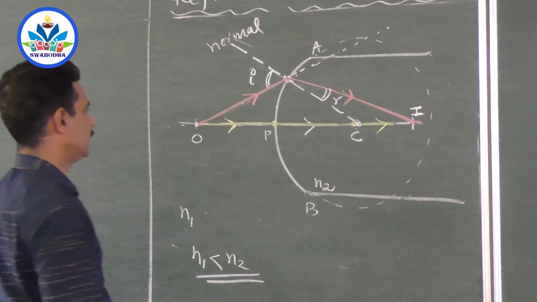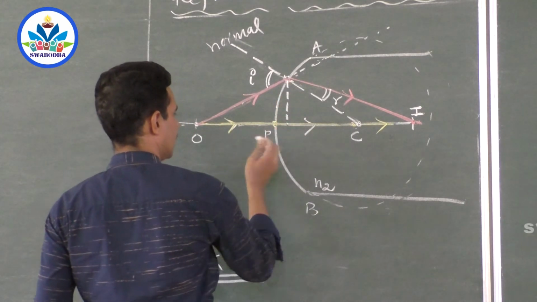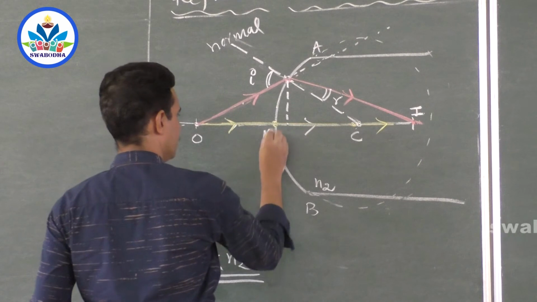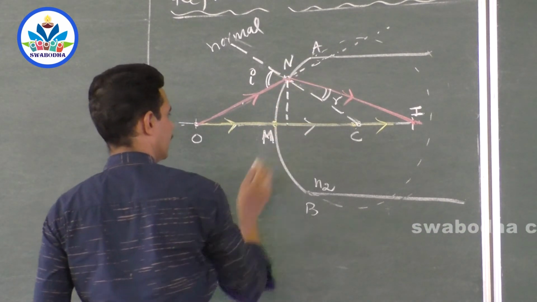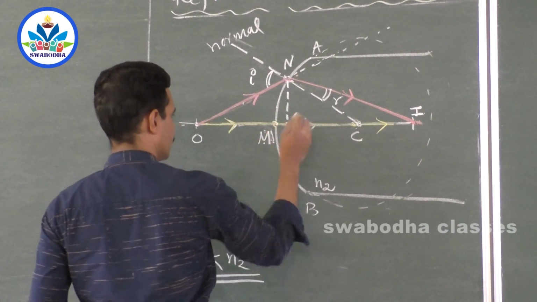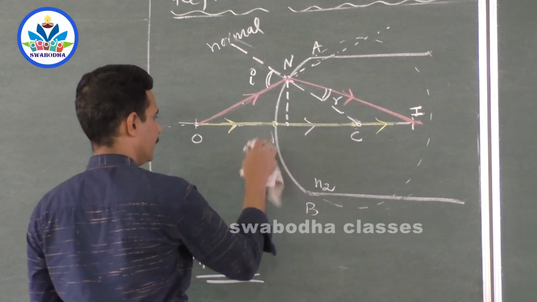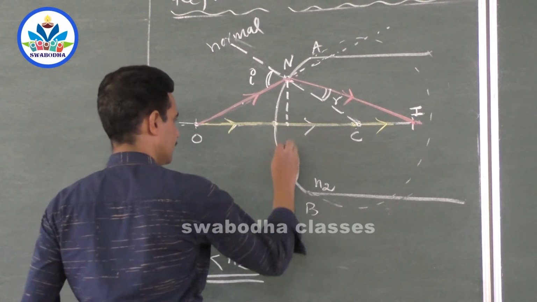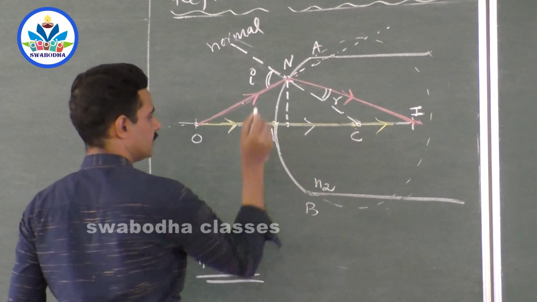Okay, now I will drop a normal from here, and I will write this as m. This is n. I don't write pole, I write m and n, of course. Sir, where is m? Whether m is this one or this one, both are m. This is m and this is also m.